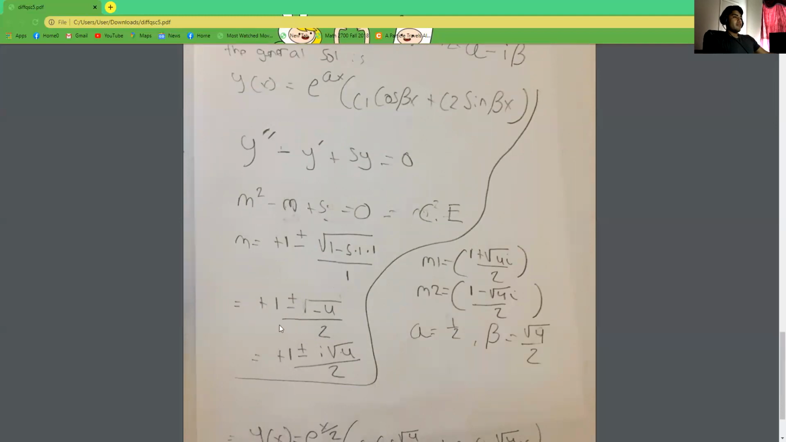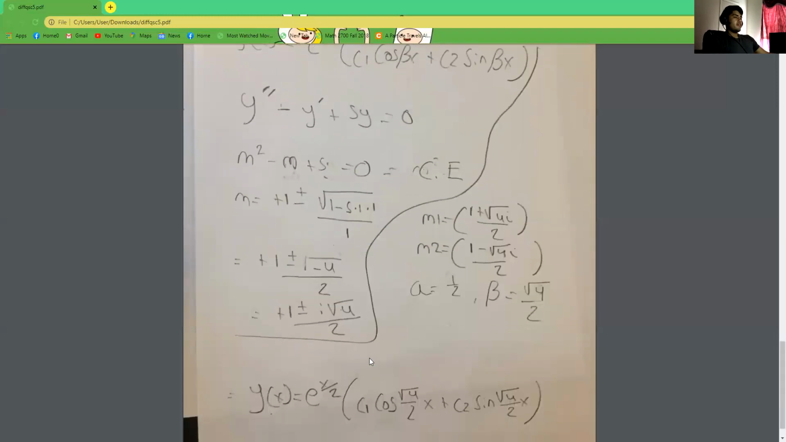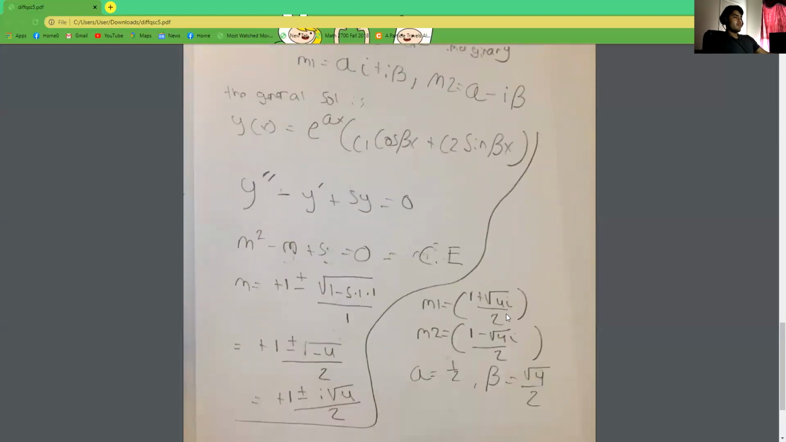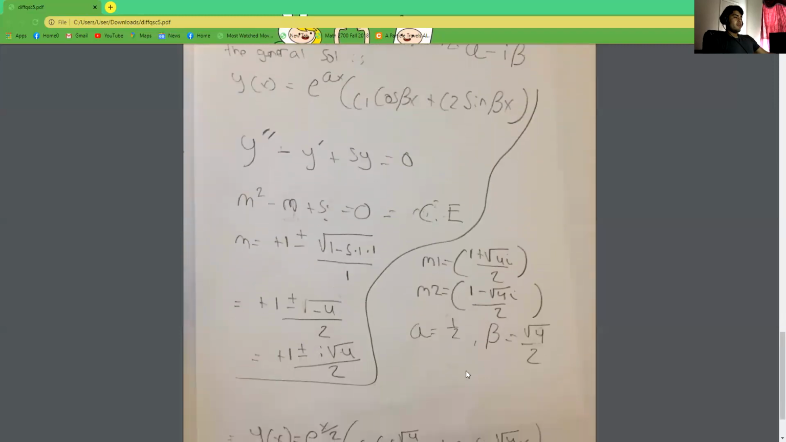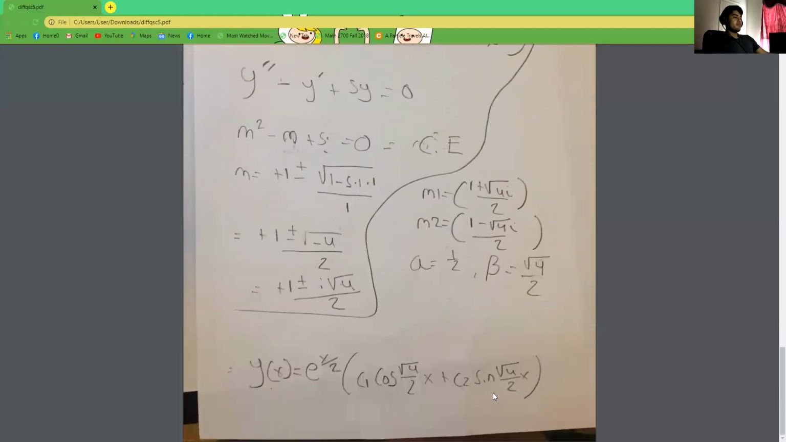You can't have the square root of a negative number. So that's why it's imaginary. Then it's going to be 1 plus or minus i square root of 4, over 2. I know you could simplify this down, but I didn't want to. At the end of the day, it's the same thing, and it just looks better to me, I guess. So right here, we're going to get m1 equals 1 plus i square root of 4, divided by 2. Then we get m2 equals 1 minus i square root of 4, divided by 2. We're going to get our alpha, that's equal to 1/2, and then our beta is equal to square root of 4 over 2.